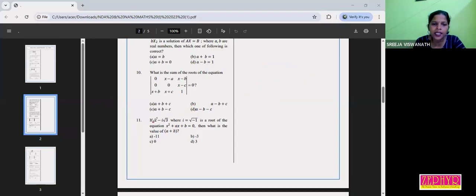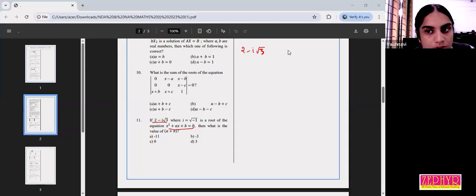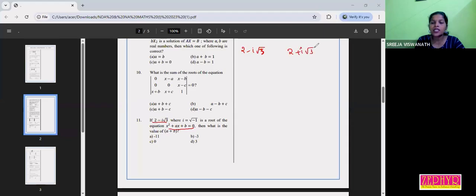2 minus i root 3 is a root of the equation x square plus ax plus b equal to 0. Then what is the value of a plus b? If 2 minus i root 3 is a root, then what is the next root? 2 plus i root 3. Roots are conjugates. If a plus ib is a root, then a minus ib is another root. So 2 minus i root 3 is one root, then 2 plus i root 3 is the next root.